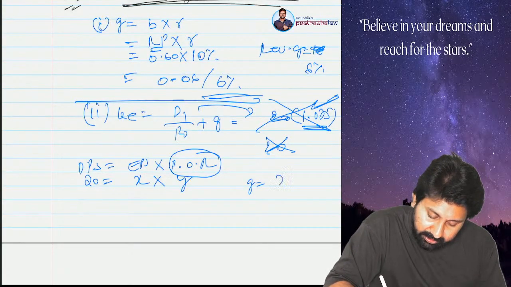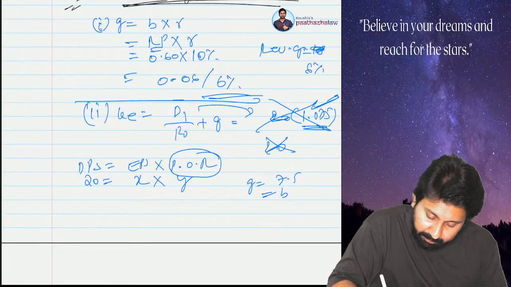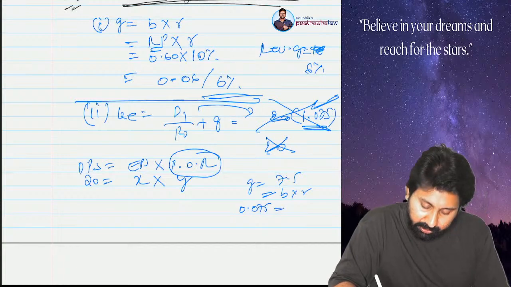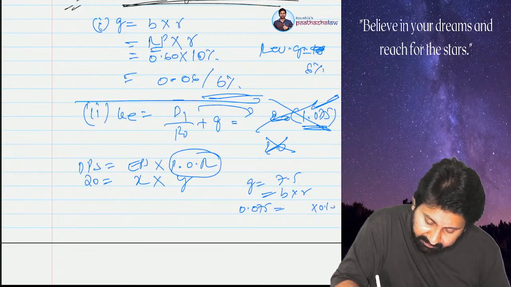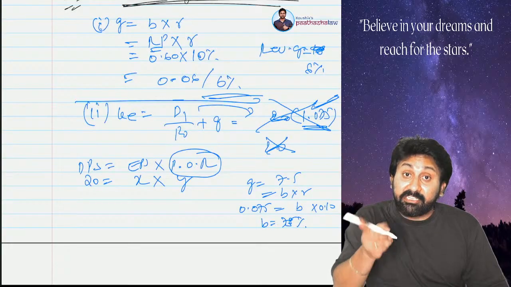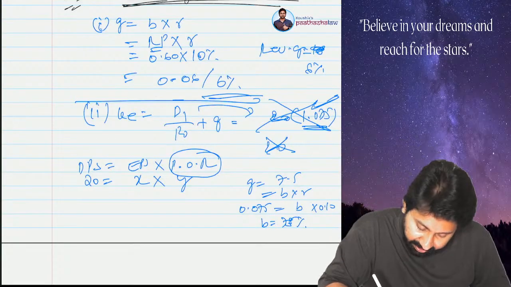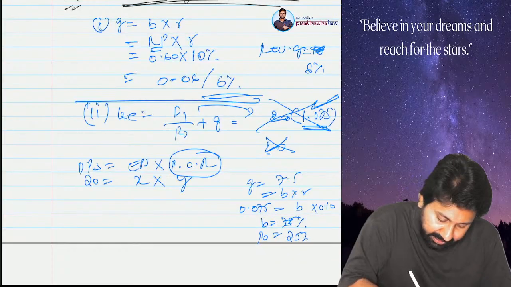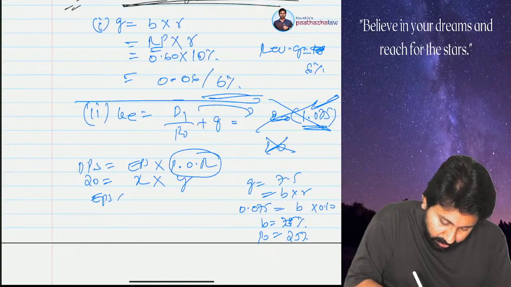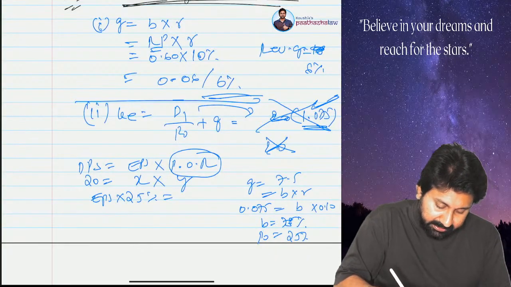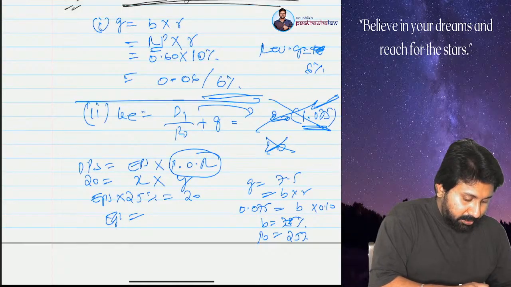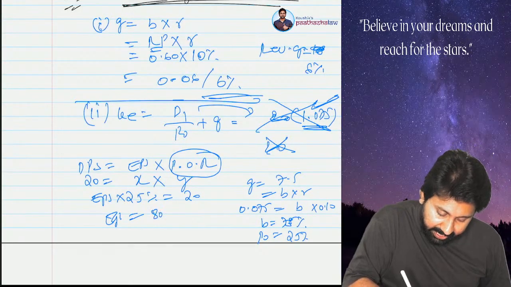Previously, what is the growth? 7.5, and this 7.5 is B into R. So 0.075 equal to B into R, where R is always 10%. That will not change. B equal to 75%, retention 75. So payout is 25%. Technically EPS into 25% came to this 20 rupees. So the total EPS is 20 divided by 25%, which is 80.